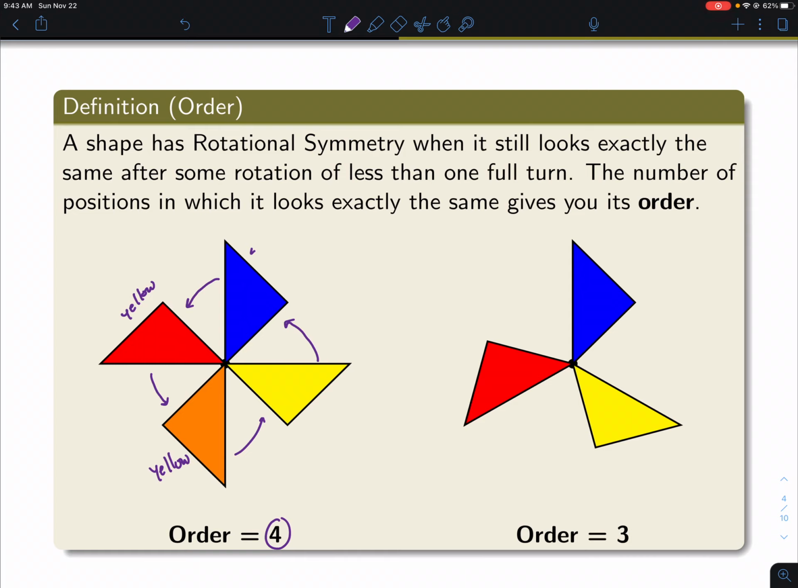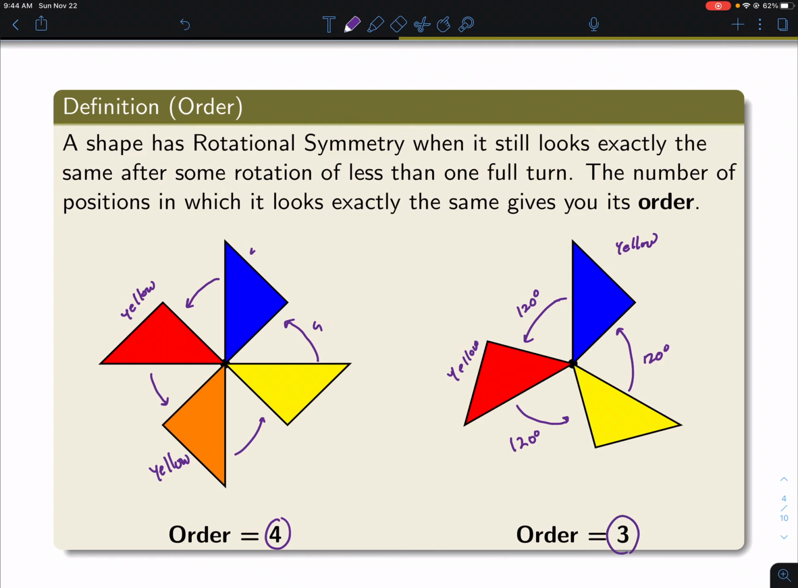With the triangle, it's kind of the same thing. To go from here to here, we would have gone 120 degrees, and then this would now be the yellow. Again, go another 120 degrees, and this would now be the yellow. Then the final 120 degrees, and we're back to the beginning. So again, 3 turns did that for us.